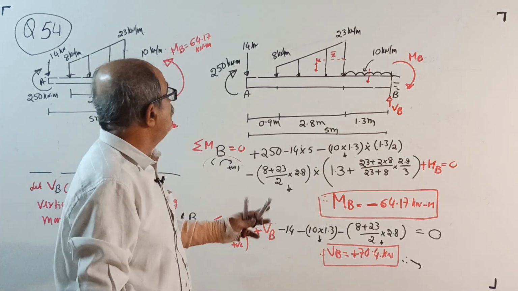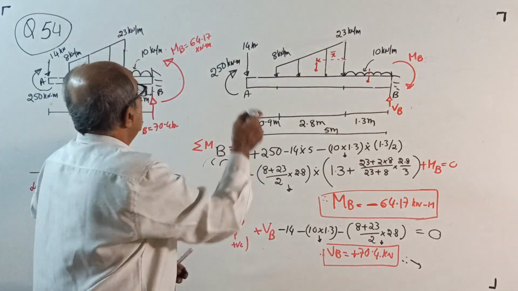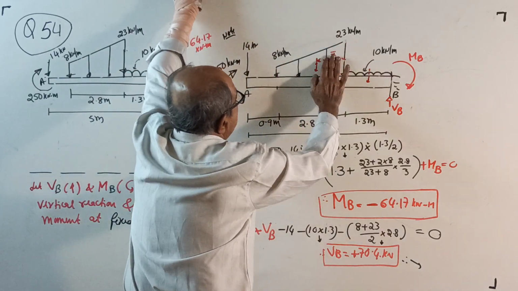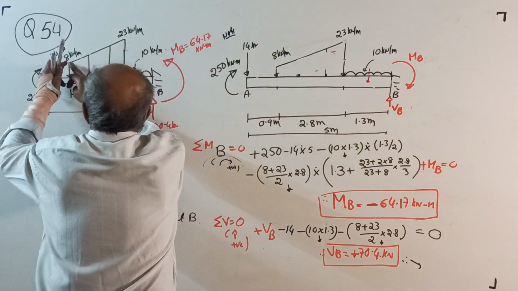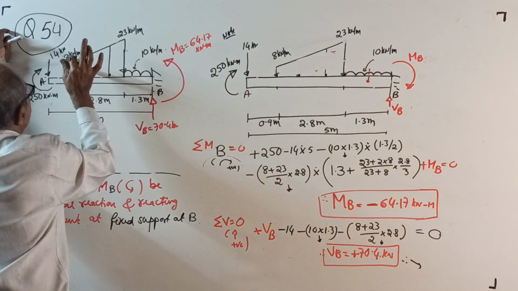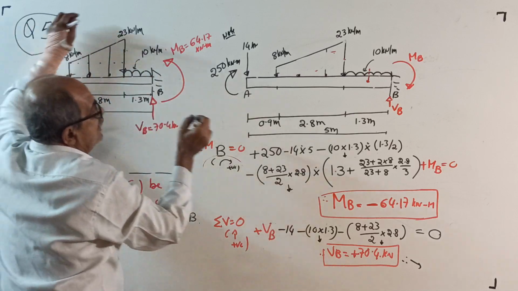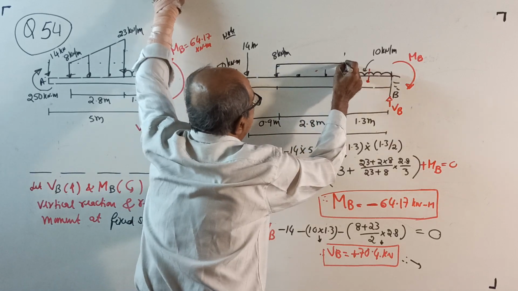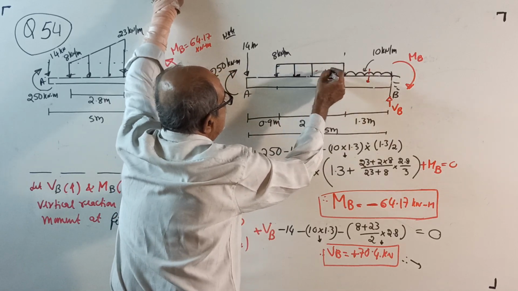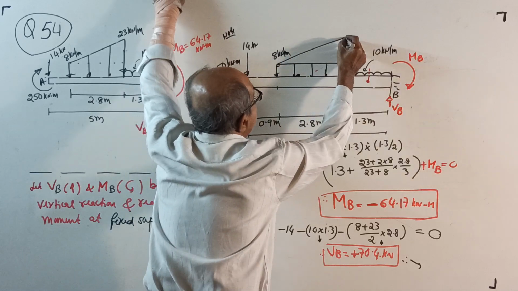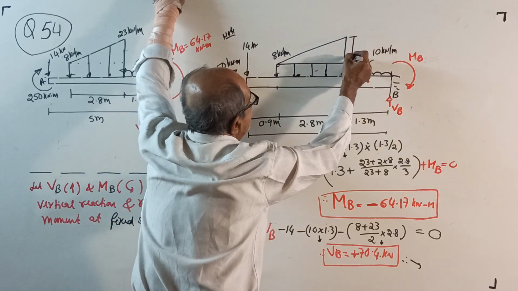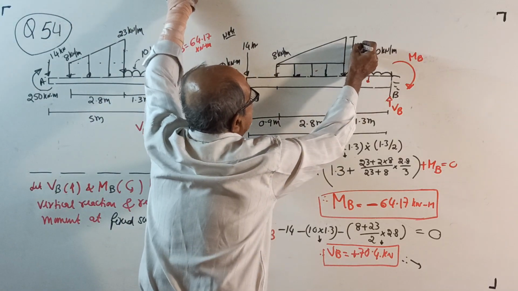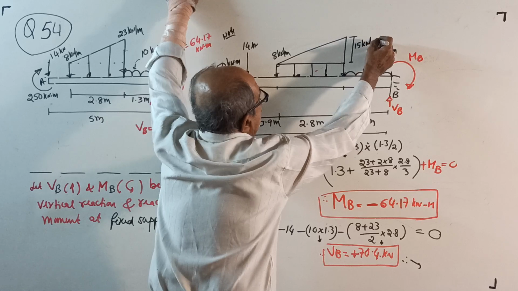Now, for those who find difficulty with the trapezium, make a note here. Now I will not explain. 8 to 23. See here what I am doing. Therefore, it will be a rectangle of 8 and a triangle here. This is 23 minus 8, that is 15 kN per meter. Okay, that's the only change.